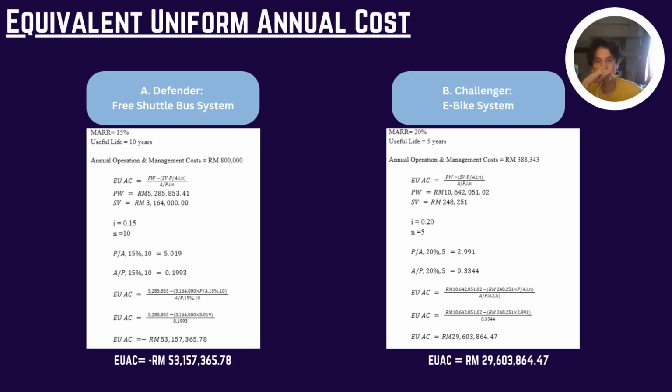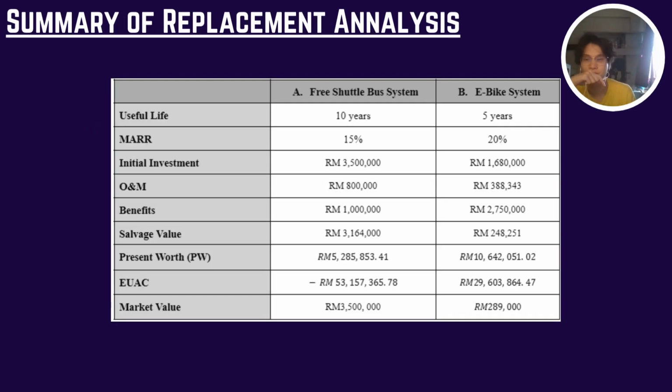Next, we'll talk about the UAC, which is the equivalent uniform annual cost. So what is UAC? UAC refers to the cost per year of owning, operating, and maintaining an asset over the course of its entire lifespan. This entire lifespan means the useful life of 10 years for the free shuttle bus system and 5 years for the e-bike system. So we set the MARR at 15%, which I mentioned just now in the assumption. We also found that the O&M of the free shuttle bus system is about 800,000. So we calculate it and find that the UAC is minus 53,157,665.78 ringgit. And then for the e-bike system, we also use the assumption just now. We calculate the UAC to be 29,603,864.47 ringgit. So we can see that the e-bike system has a much higher UAC than the free shuttle bus system.